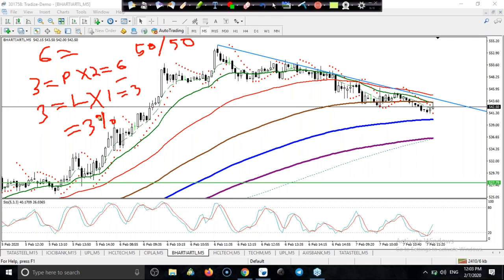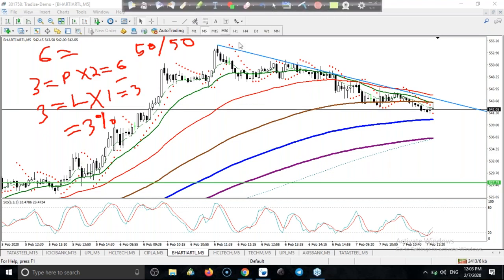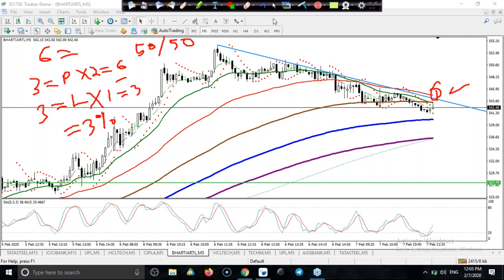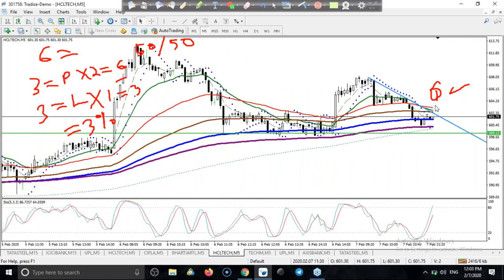Now we have seen 6 scripts that are going to give us high probability. One is Bharti Airtel. If they break this area, we'll buy. This is a high probability entry point. And next you can see HCL. We are looking for a breakout once they break this level.